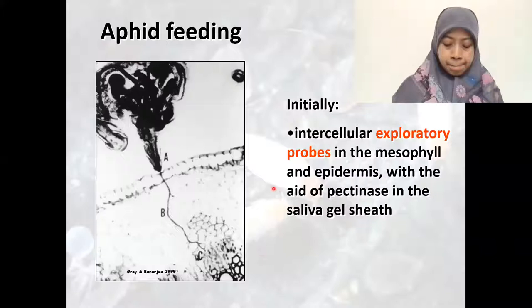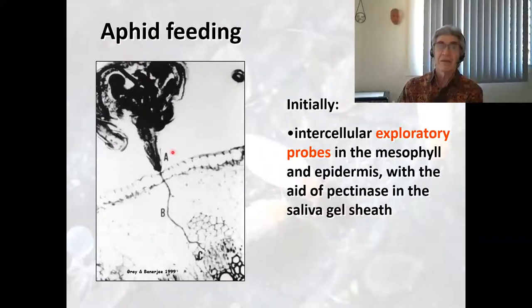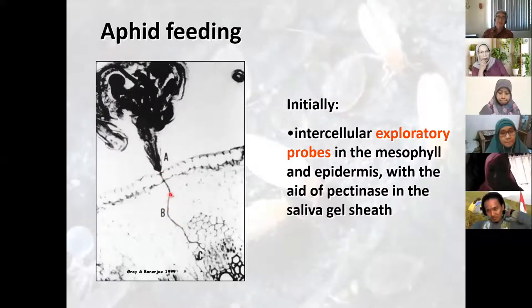Right, how do aphids feed? This is a section of an aphid feeding on a plant. This is the aphid stylet, and this is the track its stylet has taken. It goes through the epidermis, through the parenchyma cells, just tasting them, probing as it goes through, and eventually it reaches the phloem tissue.